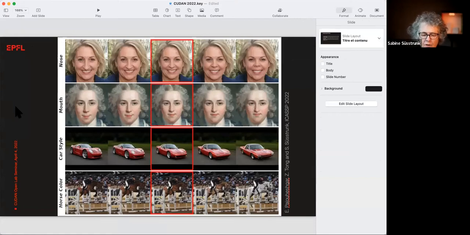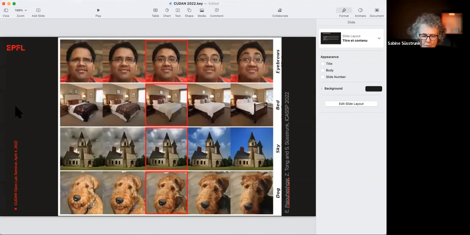Then we took this a little further and manipulated the generator such that you did not need a reference image anymore. By just moving in different directions of the latent space, you could now, in the top row, as you can see, change the nose, change the mouth, in the second row change the car style, and change the color of the horse in the last one. So these are all doable. And the same thing you can do with churches, horses, whatever you want.